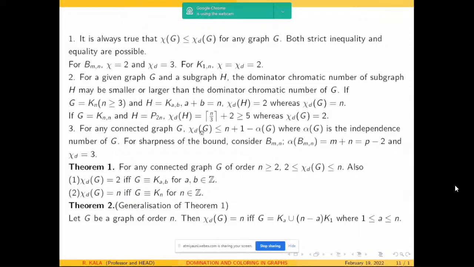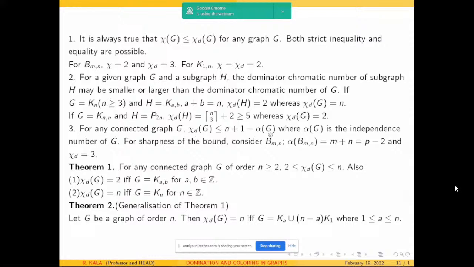And this is an upper bound for chi d in terms of the independence number, that is the maximum number of vertices in an independent set. Okay. The idea is simple. I want to show that chi d is less than or equal to this. So I have to give a proper coloring, using this many colors, in which that particular coloring should be a dominator coloring.